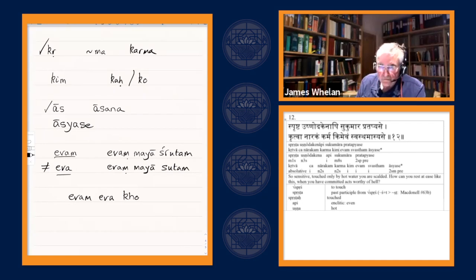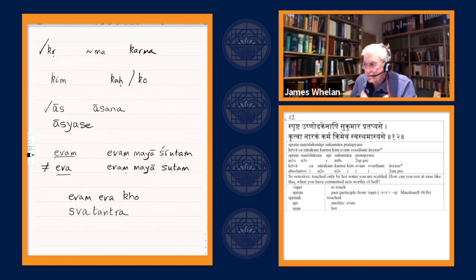Swastam. So swa means self. Like the word tantra, a loom, it often means control or rule. So swatantra means in modern Hindi, swatantra, you know, independent as in politically independent, self-rule.